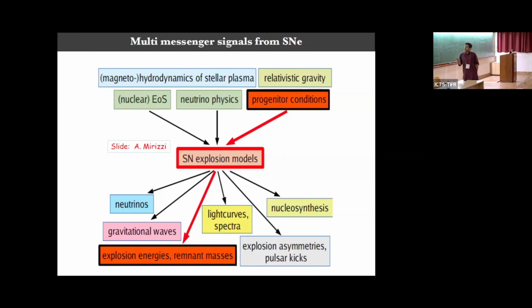But this flow chart is without any neutrino oscillation. The people who are doing hydrodynamic simulations are not considering any information about neutrino oscillation. So if you want to do that, you have to do it post facto. After they give you the fluxes, on that you have to do the oscillation.